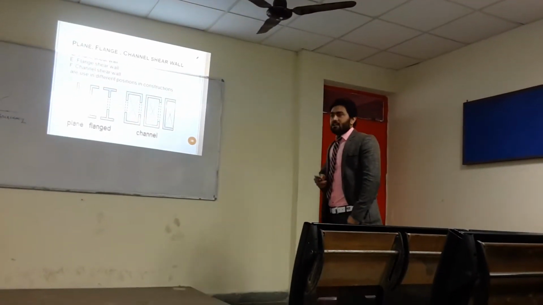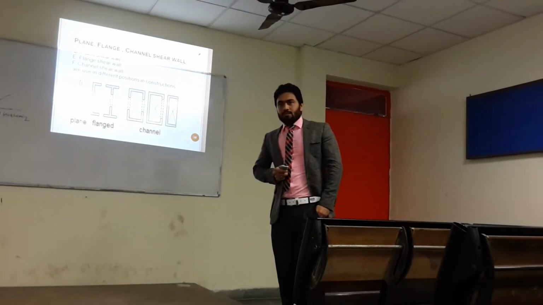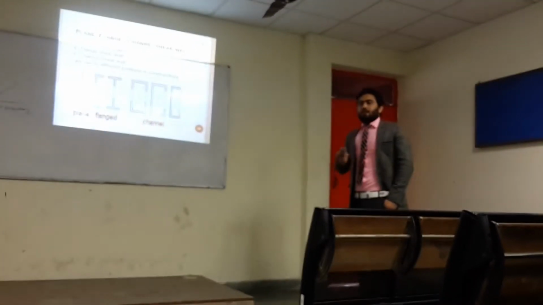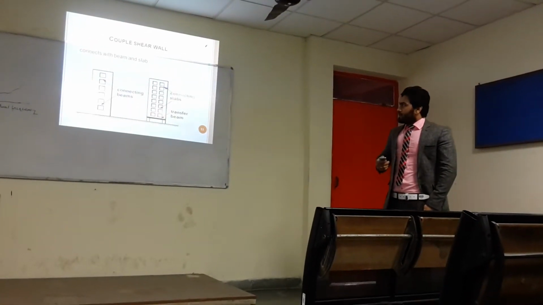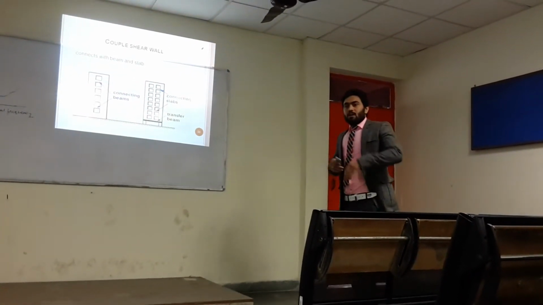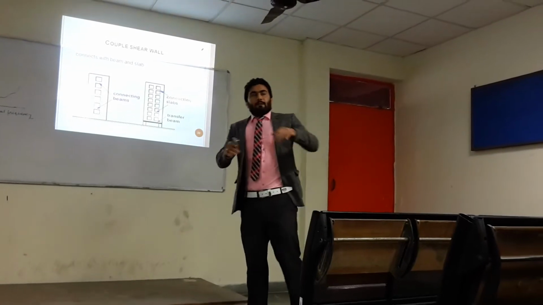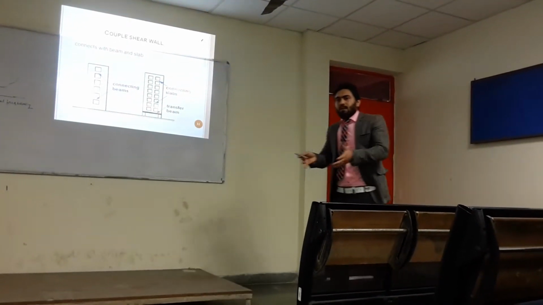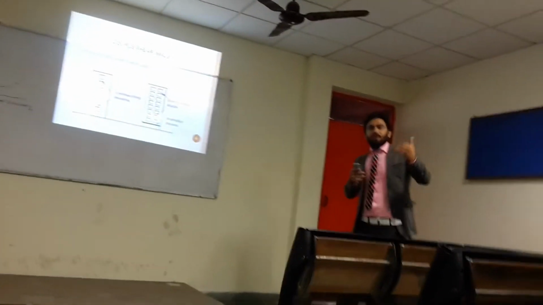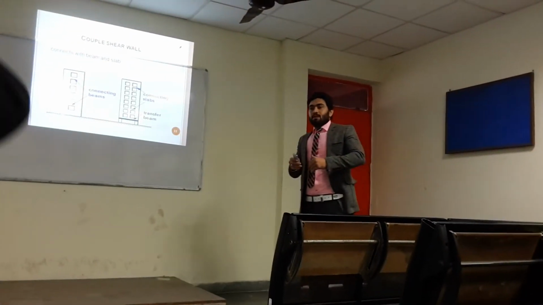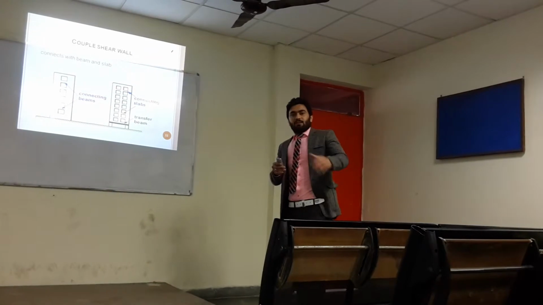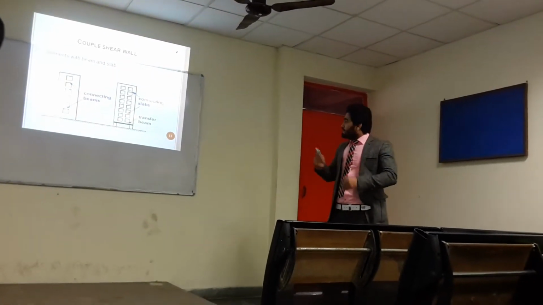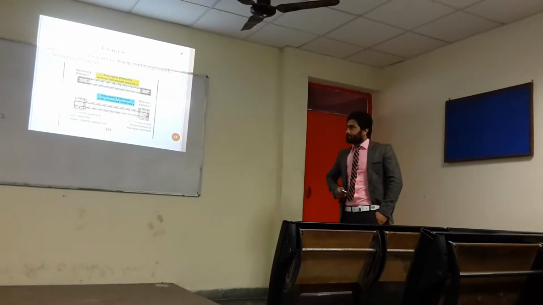Plane, flanged, and channel are other shapes of shear walls which are used in a building, in different usages, depending on the requirements. A coupled shear wall: sometimes in a building design we have windows, doors, and other openings that are required. So we use holes in that shear wall. Therefore, we use a coupled shear wall. It can join beams and slabs.